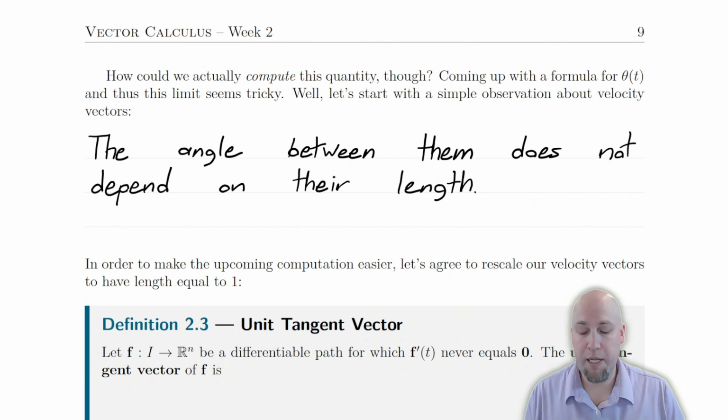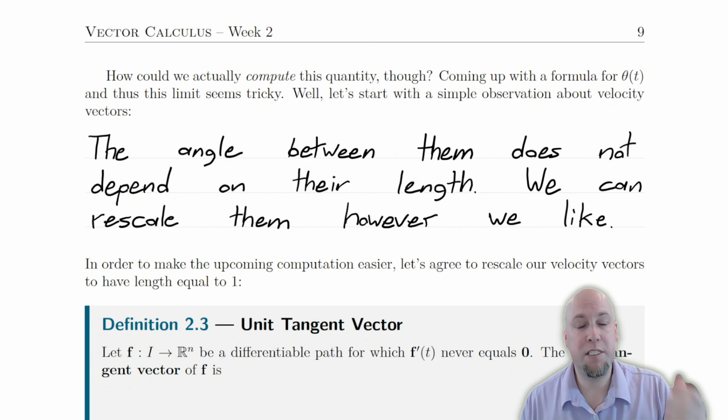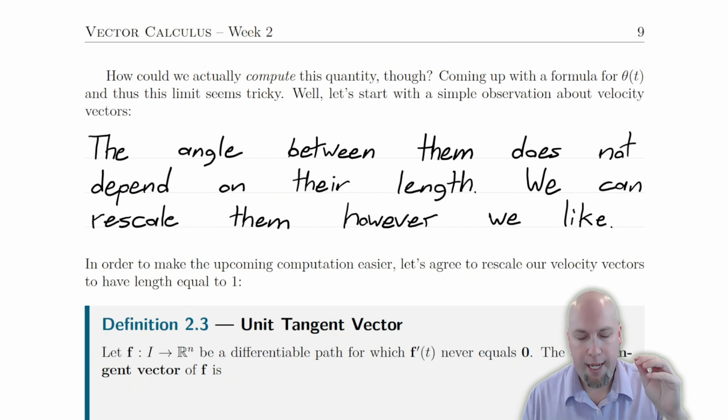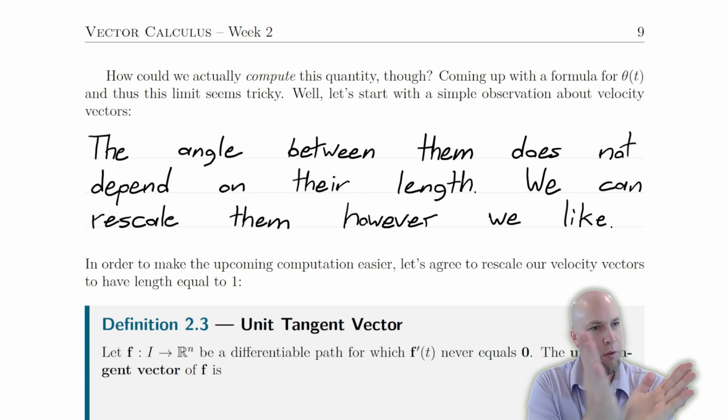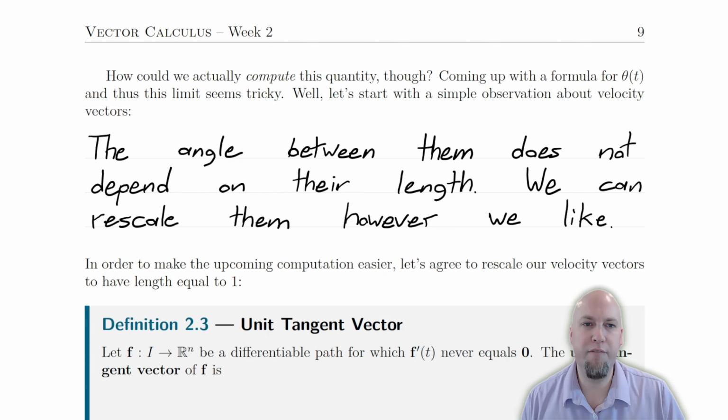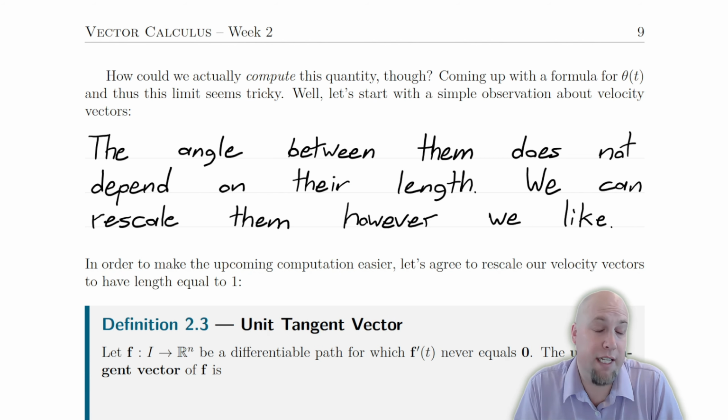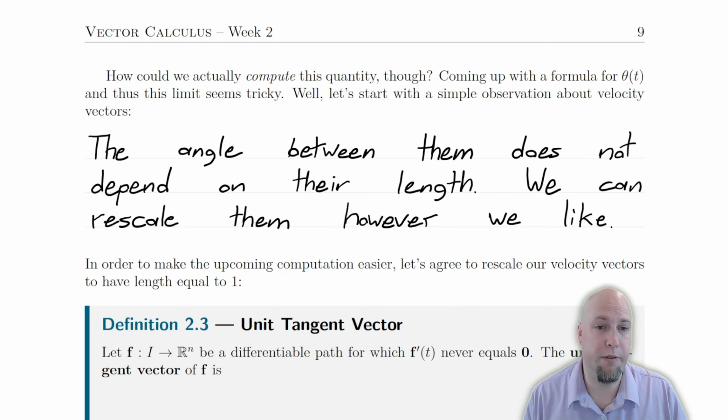We can rescale them however we like, and we're still going to get the same angle between them. As is often the case, if you only care about the direction of something or the angle between things, often the most convenient scaling is just to scale it to have length 1. And that's exactly what we're going to do here.